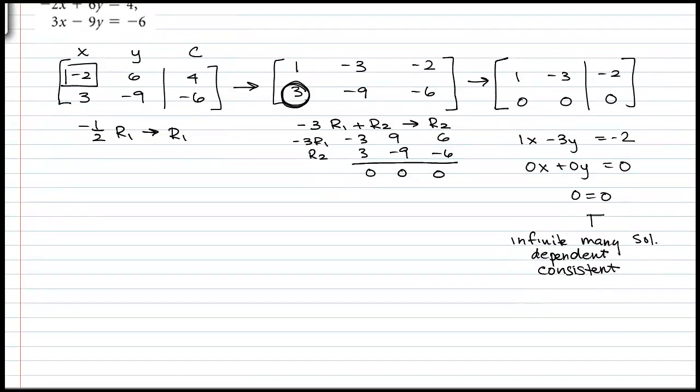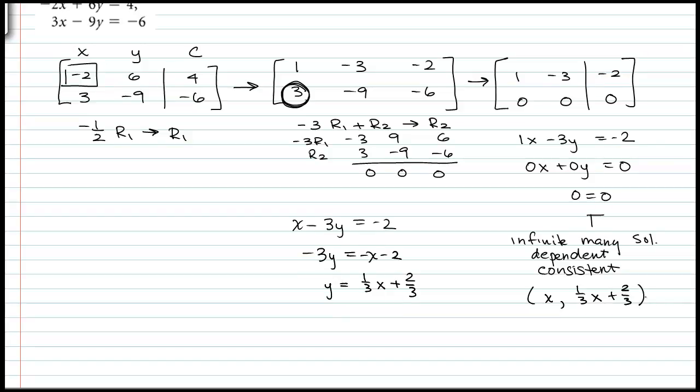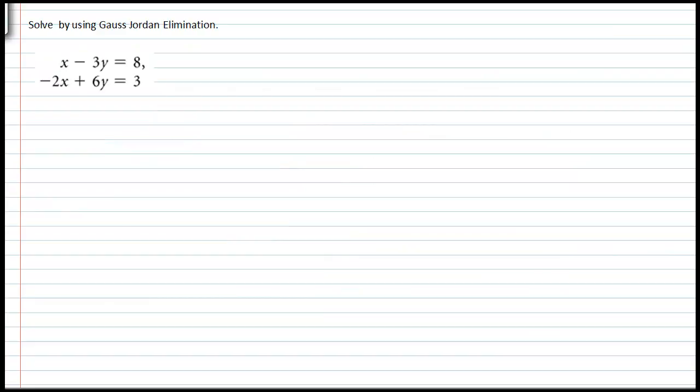But in terms of the answer, what we need to do is take the top equation and solve for y. And that's why, as an ordered pair, it's going to be x, comma, 1/3 x plus 2/3. That's how you do a dependent system. So in order to get the ordered pair, the second variable is going to depend upon the first one. Again, that happened when you have an augmented matrix where the bottom row is all zeros. So we looked at a problem with infinitely many solutions.